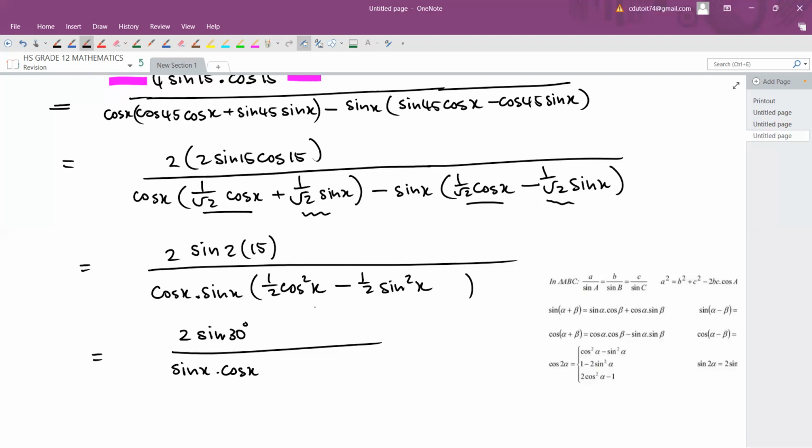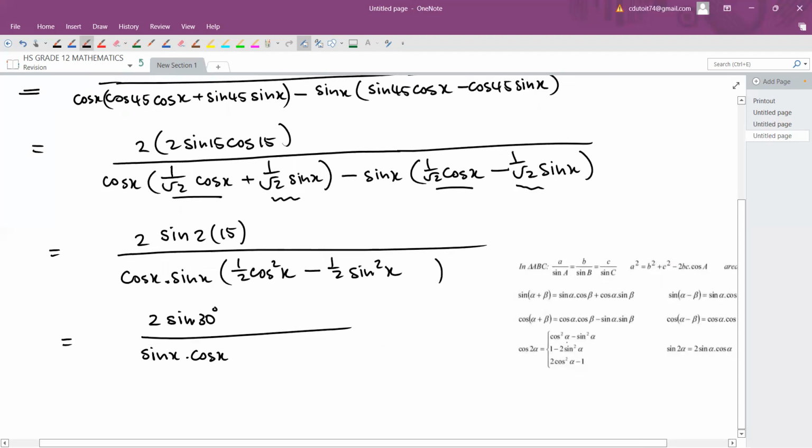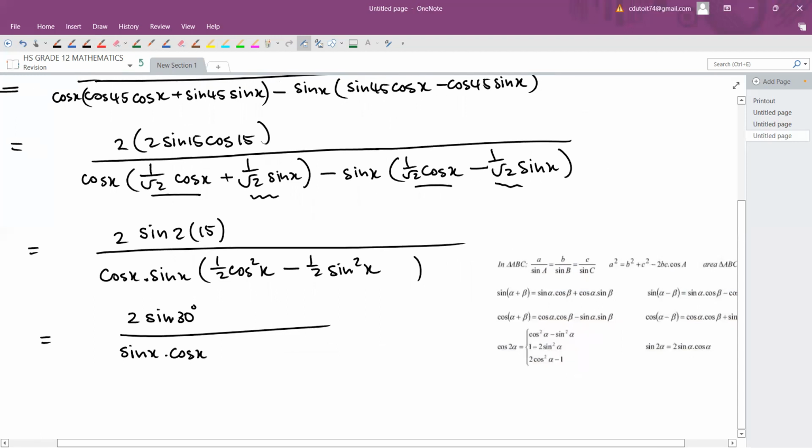Okay, so I have a problem. I have cos square x times sin square x, which minus half cos square x minus half sin square x, which is not an identity. However, cos square minus sin square is an identity.